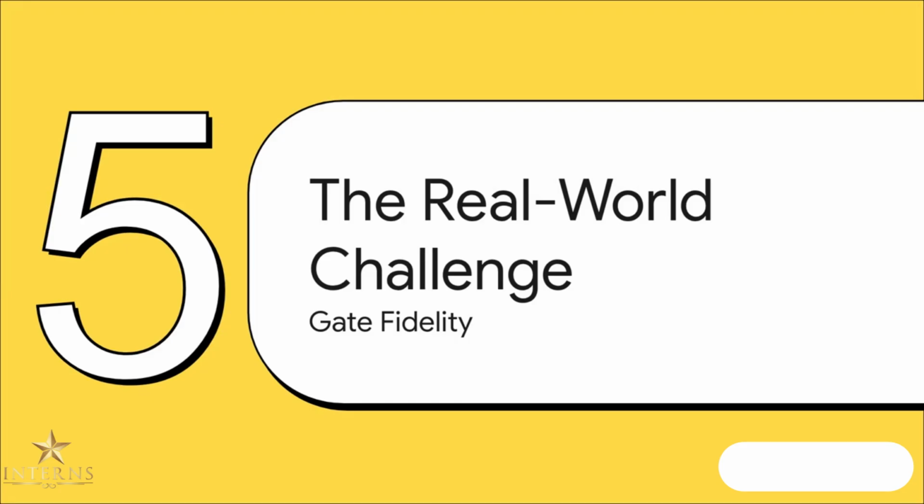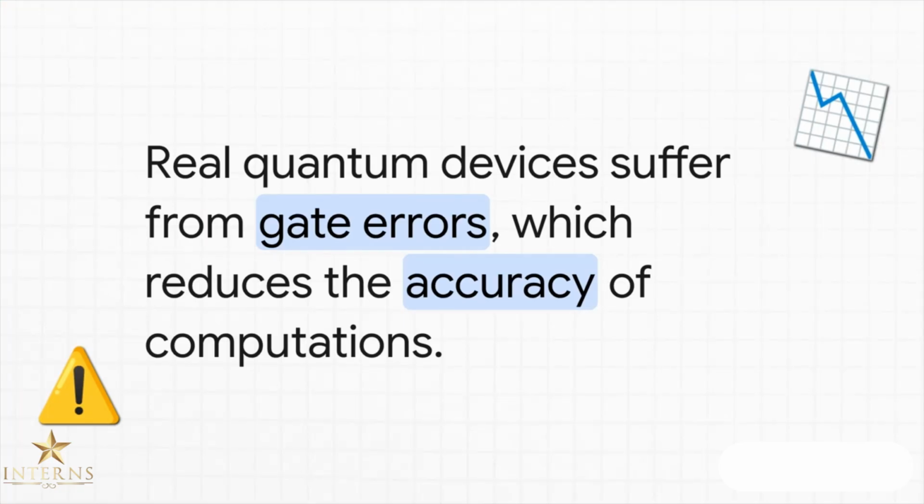So far, this has all been pretty clean, all on paper. But what happens when we try to actually build these things? Well, that brings us to our final and maybe most important section, the real-world challenge. Here's the hard truth. Building and controlling these gates is incredibly difficult. Real quantum computers are ridiculously sensitive to noise, to vibrations, to tiny temperature changes.